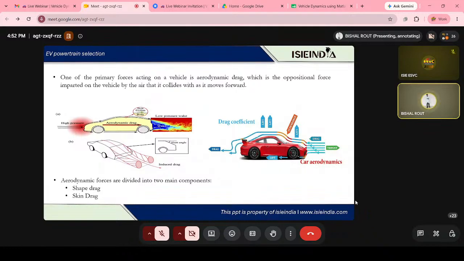And second is the skin. Skin drag is nothing but, for example, I will just give an example. You will take a sandpaper and you will take a marble. If you slide or rub your finger over the marble, you will feel smooth. But while you rub your hand or finger over the sandpaper, you are going to feel it harder, right?